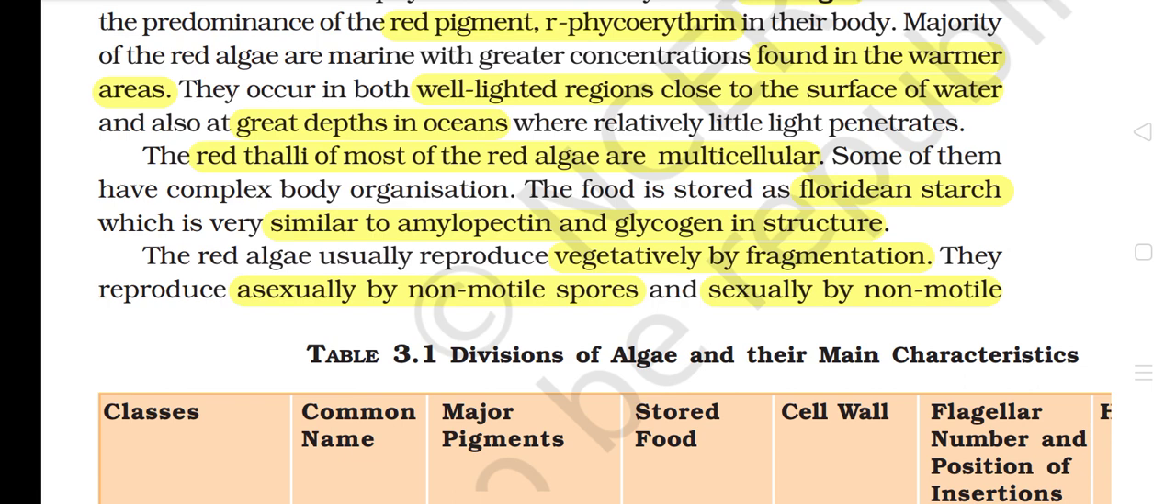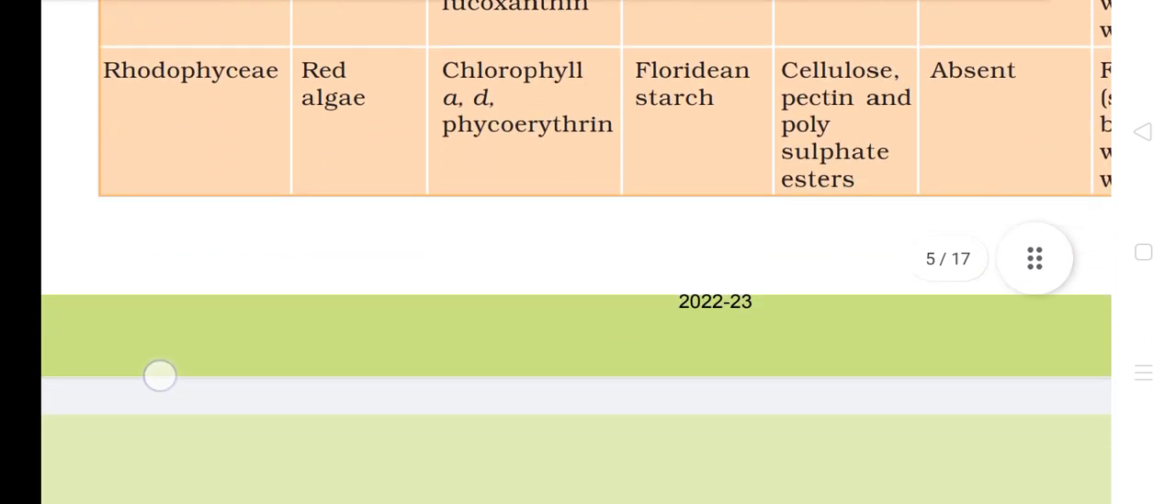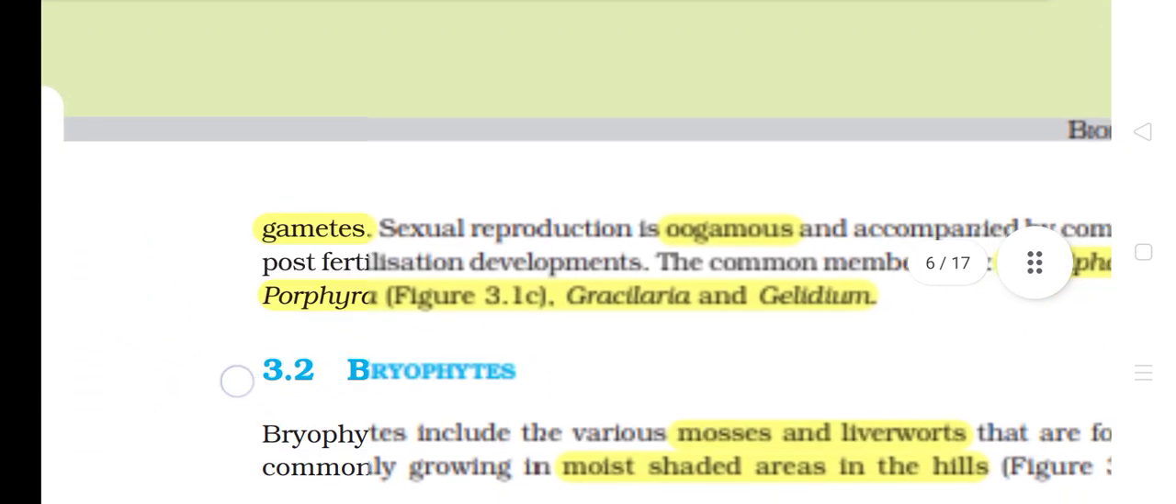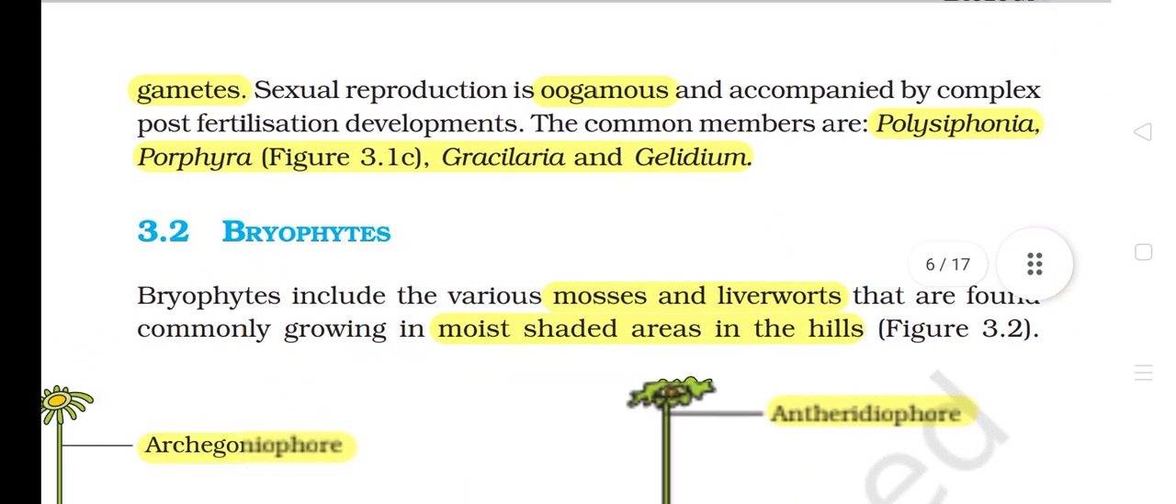The red algae usually reproduce vegetatively by fragmentation. They reproduce asexually by non-motile spores and sexually by non-motile gametes. Sexual reproduction is oogamous and accompanied by complex post-fertilization developments. The common members are Polysiphonia, Porphyra, Gracilaria, and Gelidium.